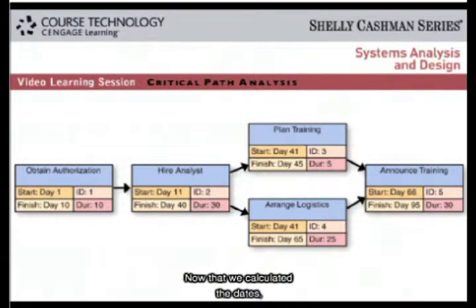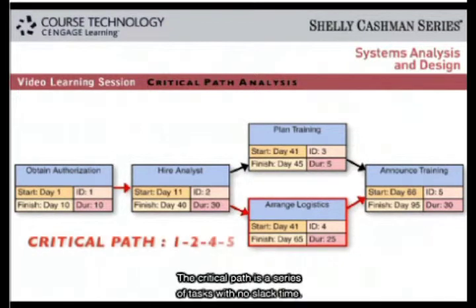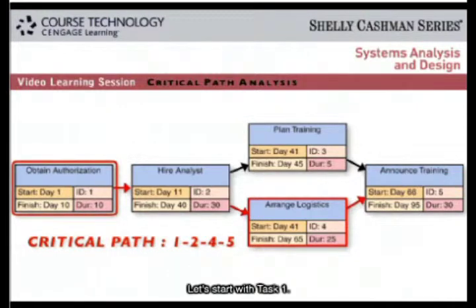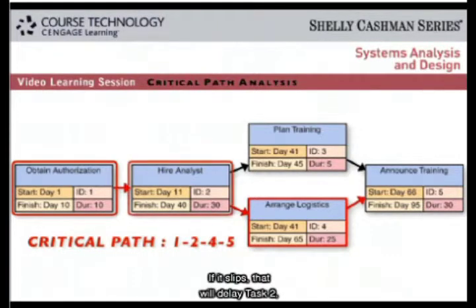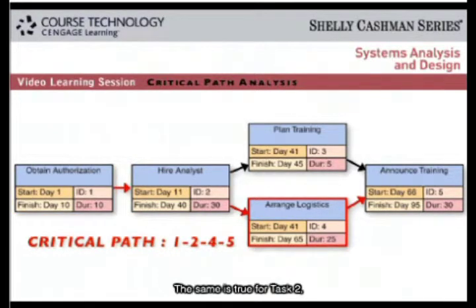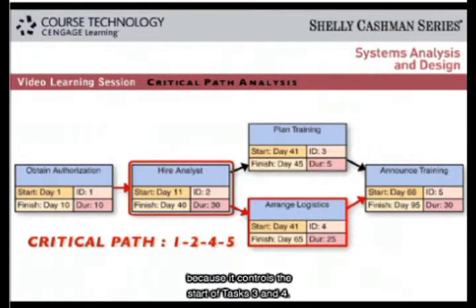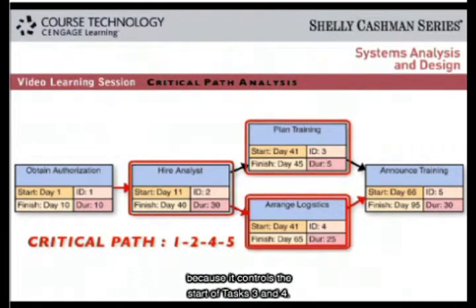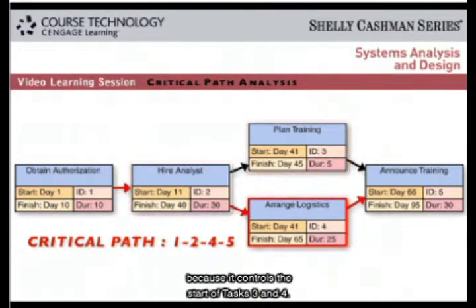Now that we calculated the dates, what is the critical path? The critical path is a series of tasks with no slack time. Let's start with Task 1. Task 1 starts the project. If it slips, that will delay Task 2. So Task 1 is on the critical path. The same is true for Task 2 because it controls the start of Tasks 3 and 4.